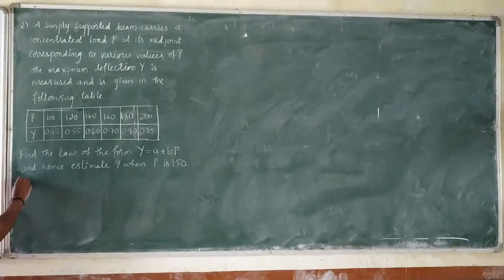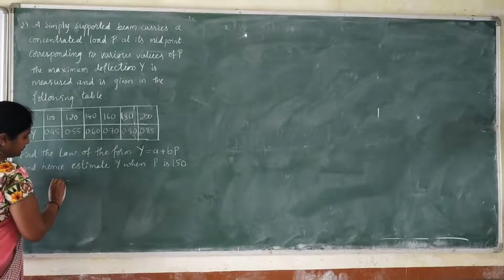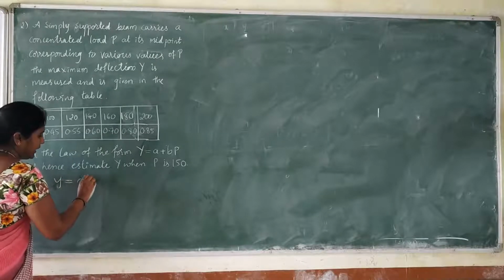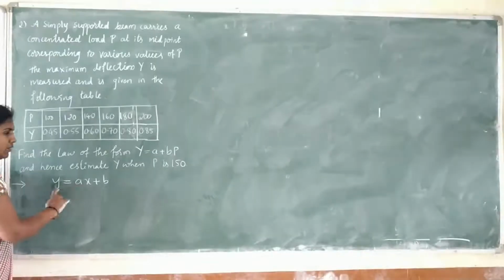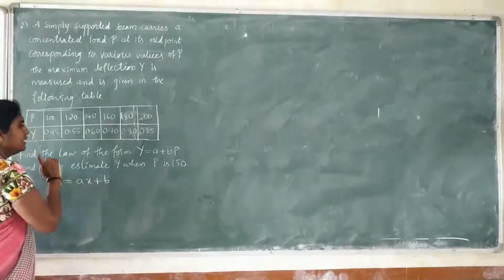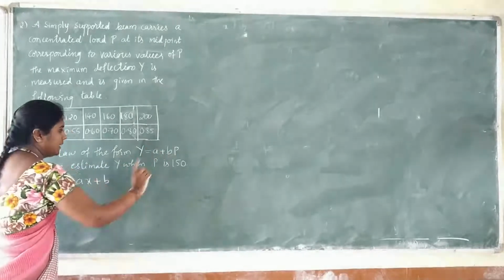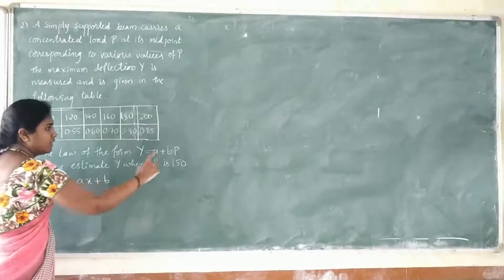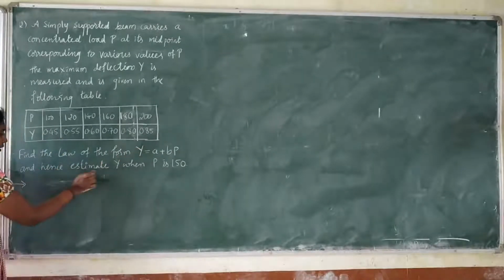Whatever we studied in curve fitting, the law is in the form y = ax + b, where x and y are our variables. Instead of x and y, here they have given Y and P. Instead of x, they have given P, and instead of y, they have given capital Y.